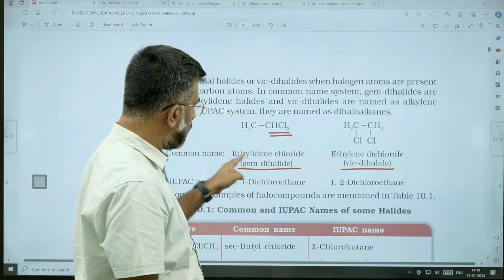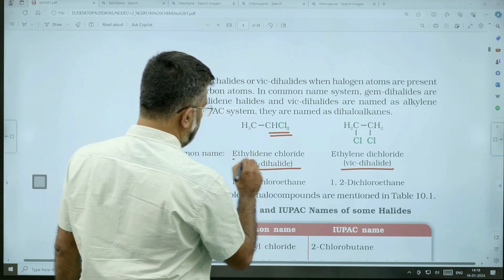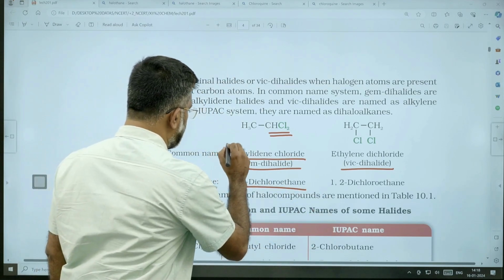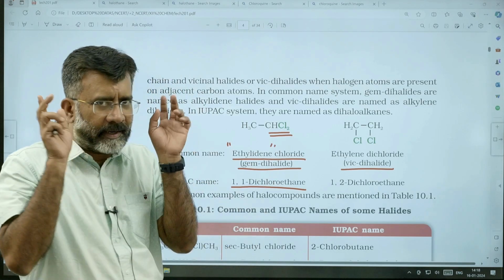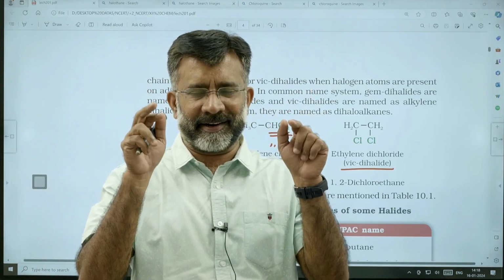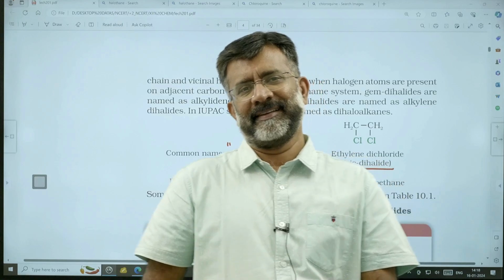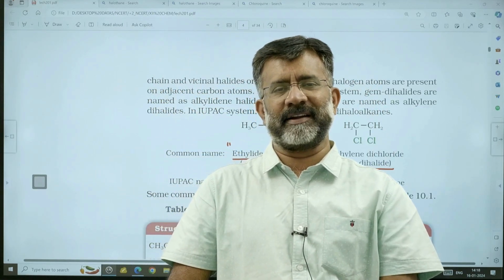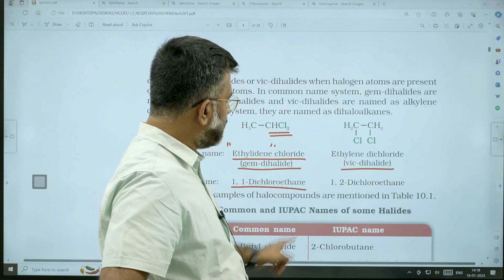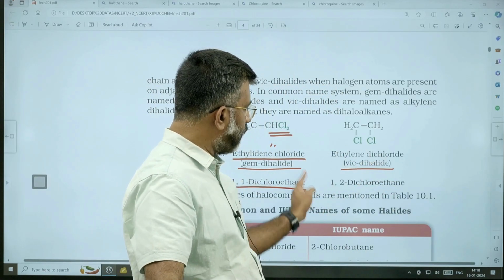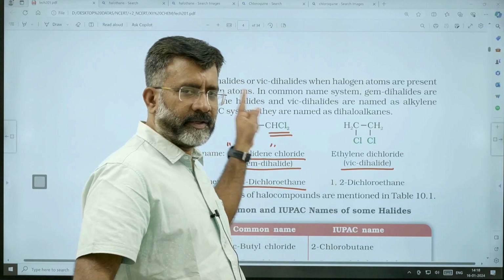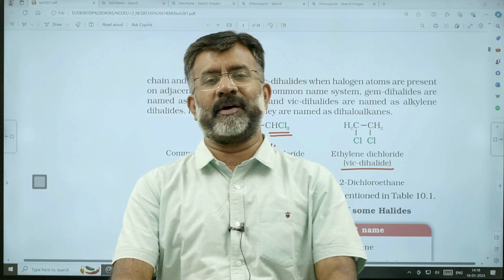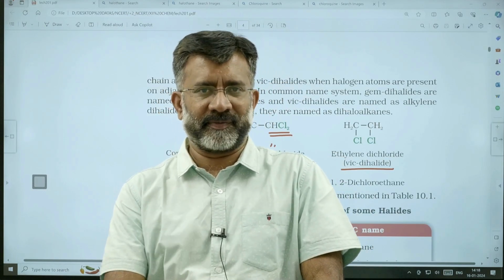1,1-dichloroethane is called ethylidene chloride. That term ethylidene refers to gem. So ethylidene chloride is a gem dihalide, 1,1-dichloroethane. While this is ethylene dichloride, vicinal, 1,2-dichloroethane. This is 1,1, that is 1,2. That is another category of molecule, right?